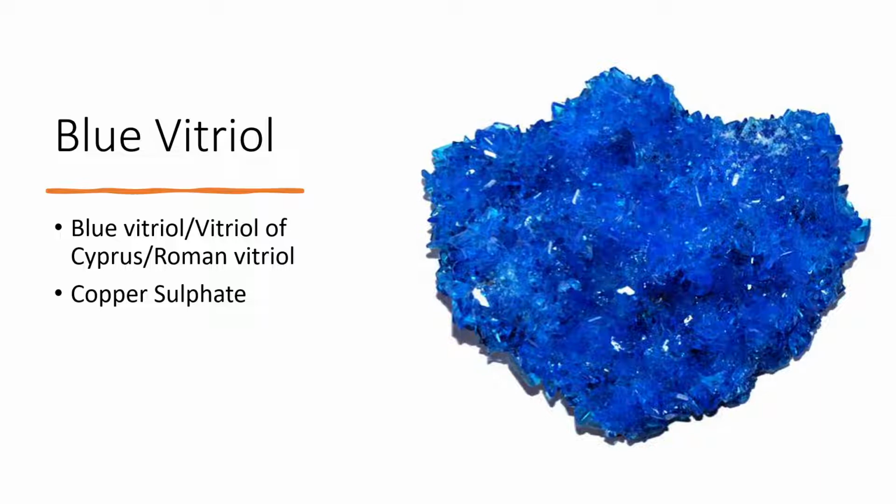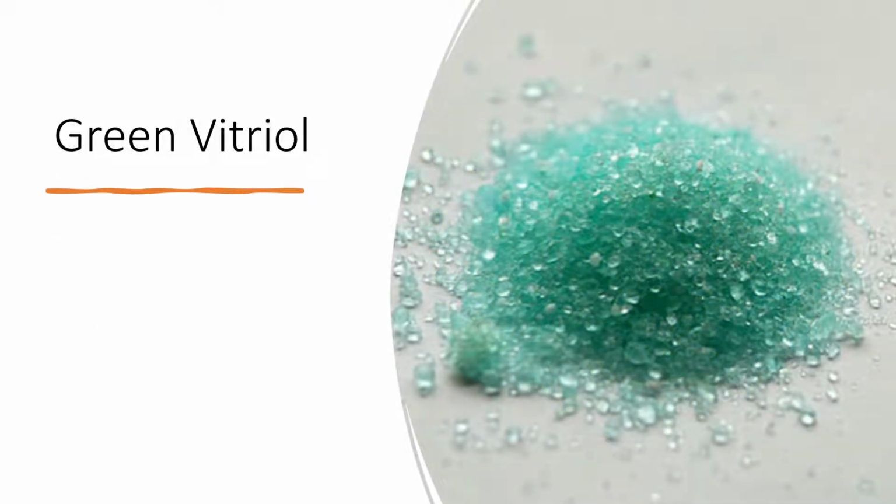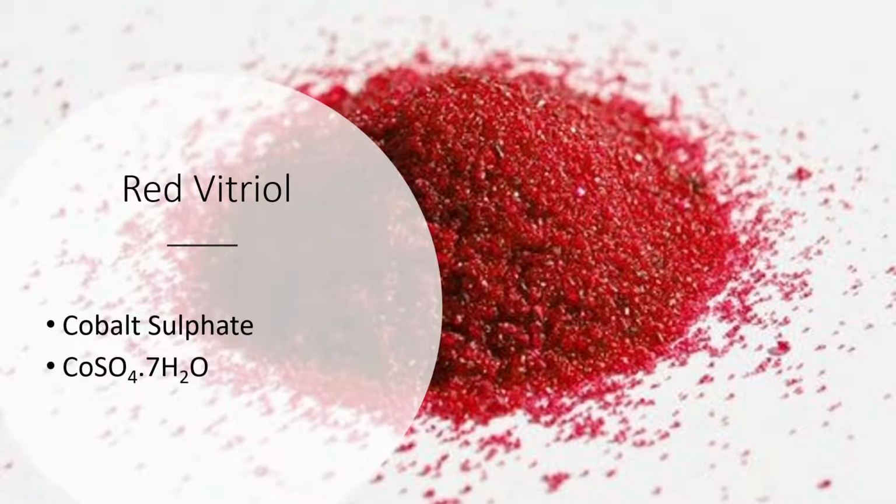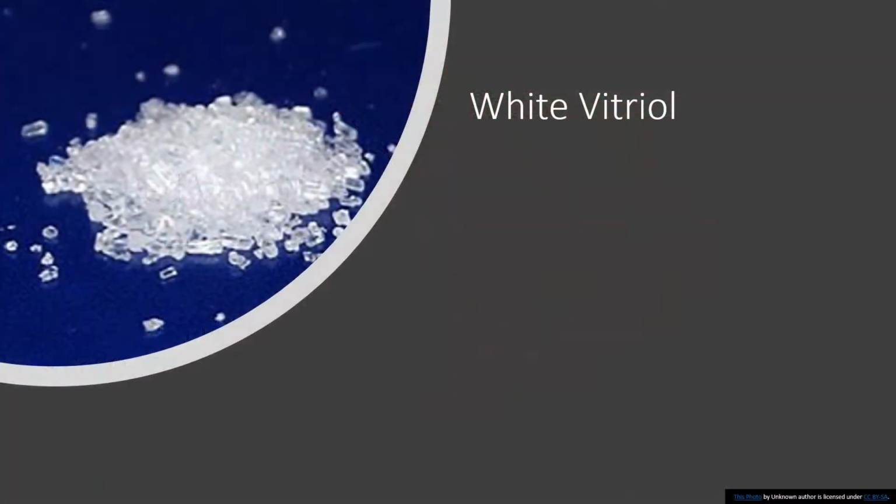The next most common vitriol is green vitriol. It is the iron sulfate which is known as green vitriol. And again, the name is quite obvious due to the color. And as in the previous case, it is the hydrated version, FeSO4.7H2O, that is known as green vitriol. Now we also have red vitriol, which is the hydrated cobalt sulfate. The chemical formula is CuSO4.7H2O. Also, we have white vitriol, which is hydrated zinc sulfate, and its chemical formula is ZnSO4.7H2O.